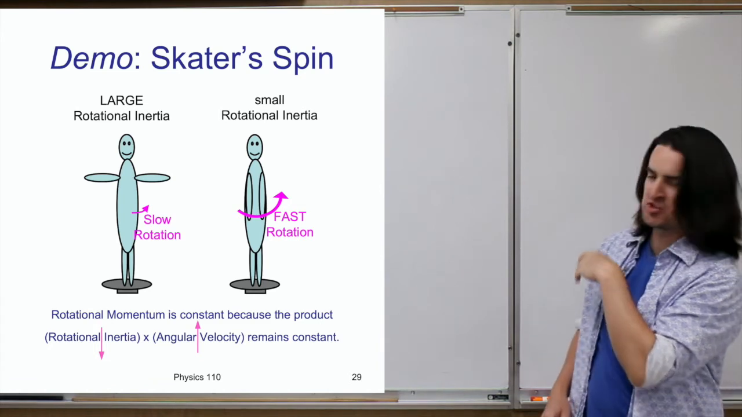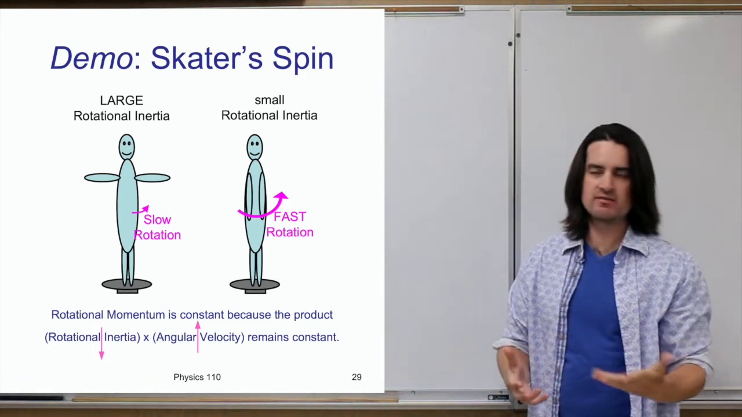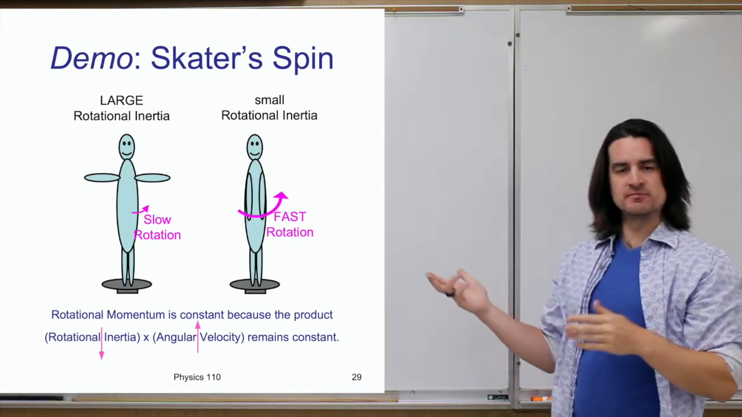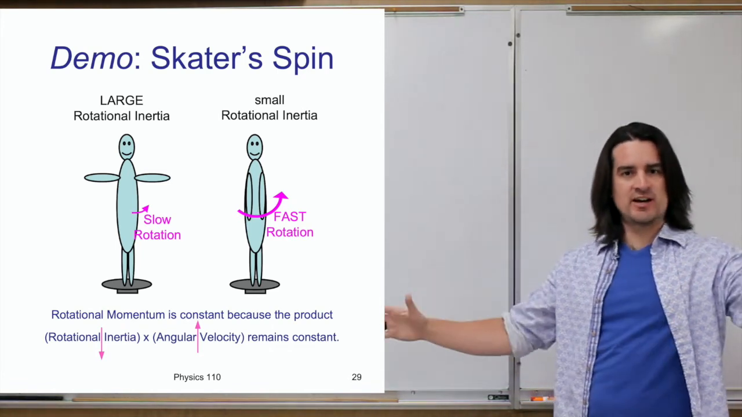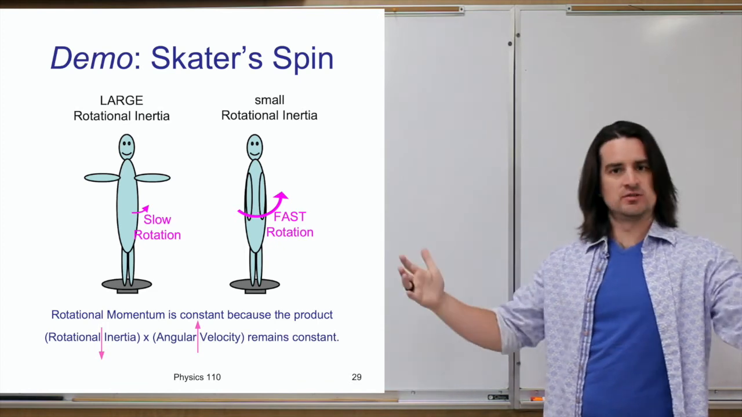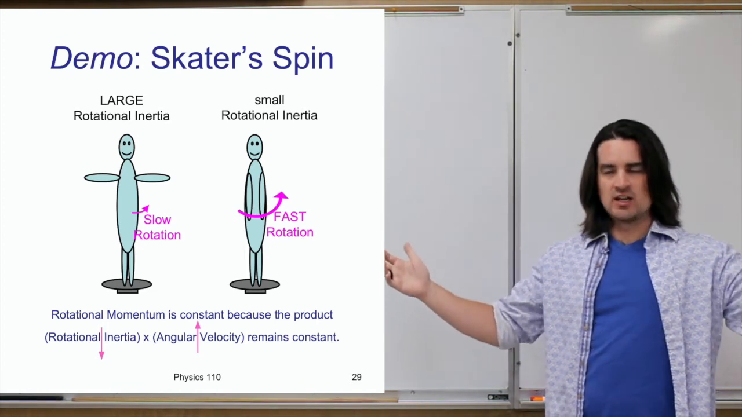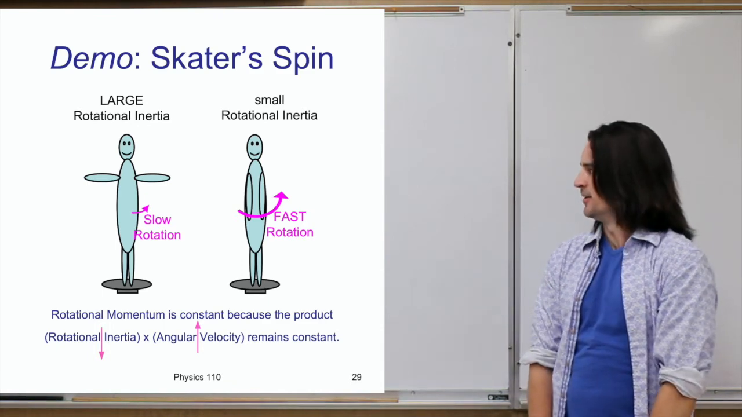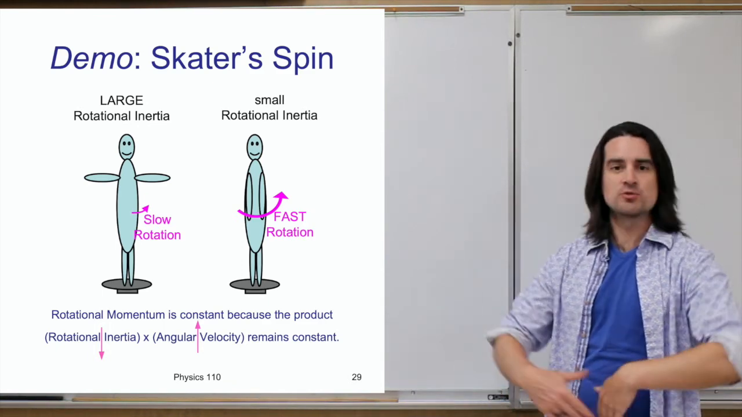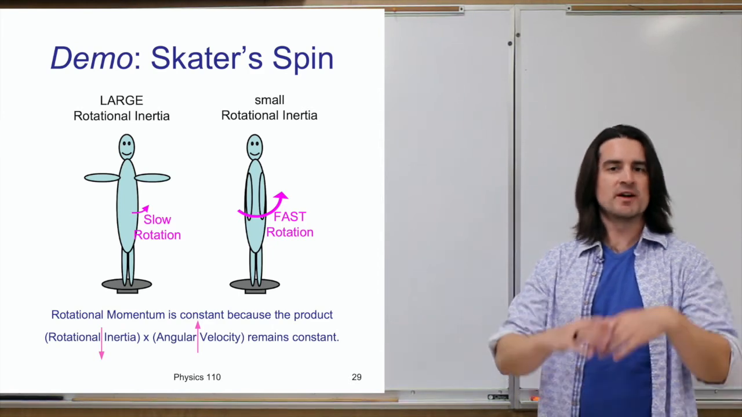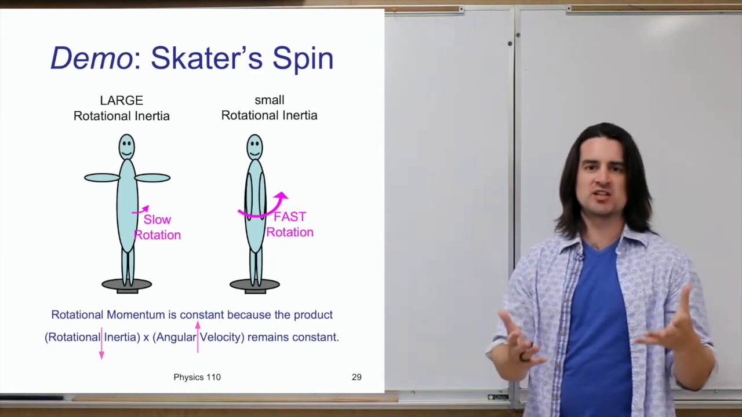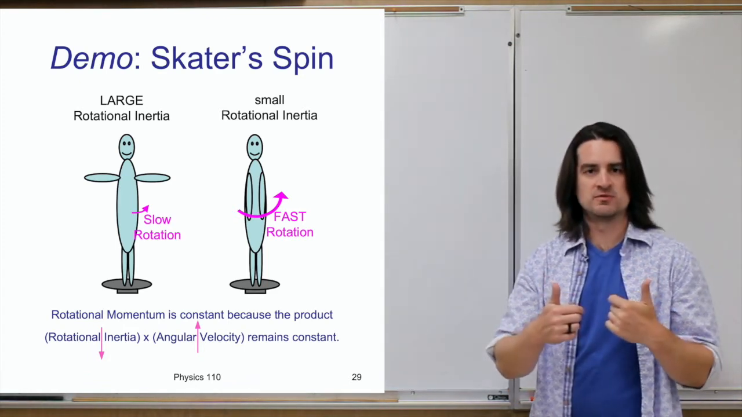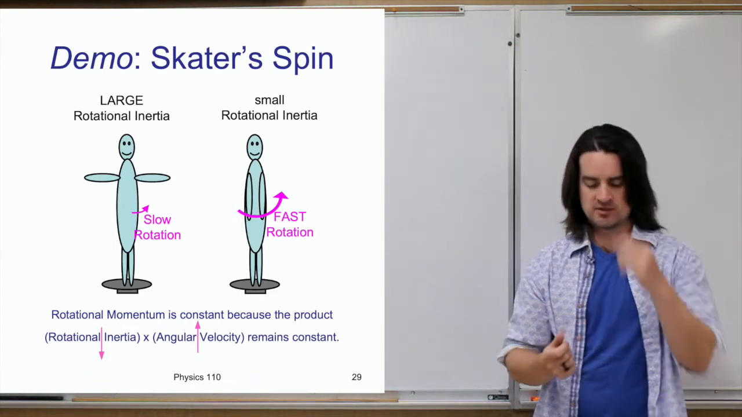So basically I'm just going to try to show you that demonstration, where I'm going to start out spinning around in a circle with my arms out so that I have a larger rotational inertia. And when I pull my arms in, or put them to my side, I'm going to decrease my rotational inertia, but since my overall rotational momentum needs to stay the same, again that means that my rotational velocity needs to increase, and I'm going to start spinning faster.